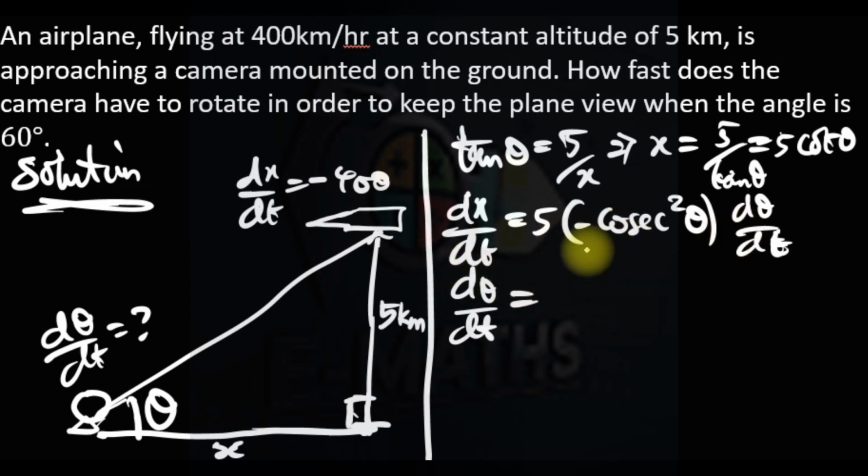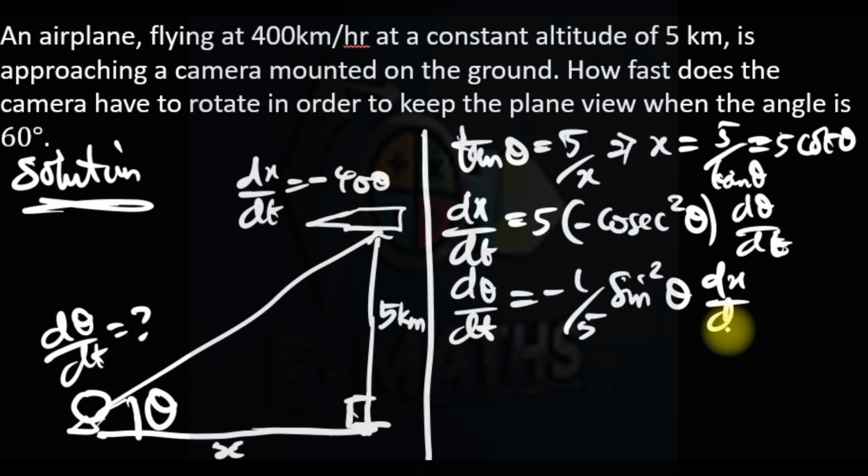So this goes over, and the reciprocal of cosec is sine. So we now have dtheta/dt equals minus 1 over 5 sine squared theta times dx/dt. The cosec goes down, so it's 1 over cosec here, and 1 over cosec is sine, so that's why it's sine squared. The minus 5 goes down to be minus 1 over 5.